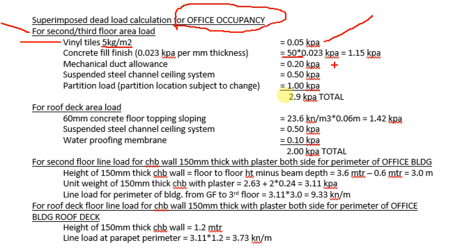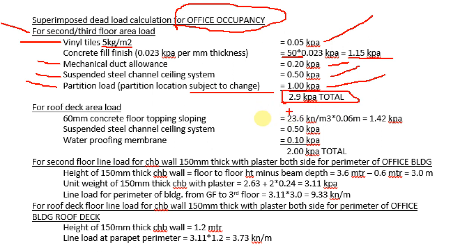Then we will have mechanical duct allowance 0.2 kPa, suspended steel channel ceiling system 0.5 kPa, and partition load. Partition location is subject to change, so we will have a minimum of 1 kPa. So we have a total of 2.9 kPa for the superimposed dead load of the second and third floor area.